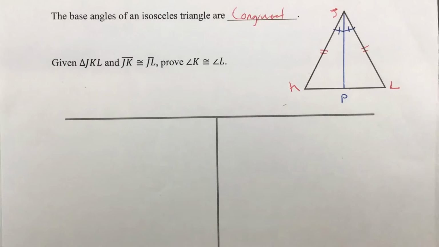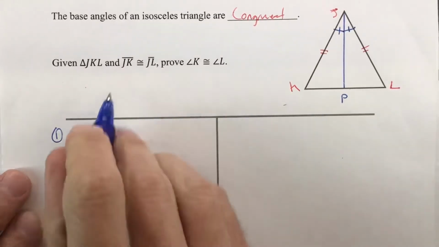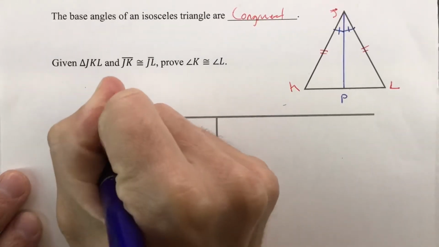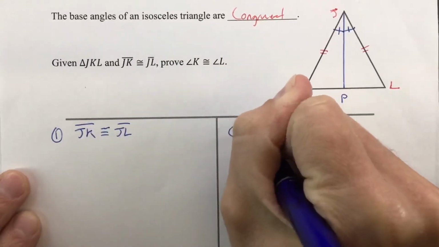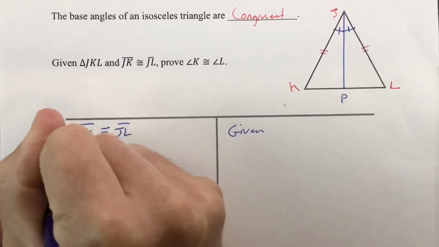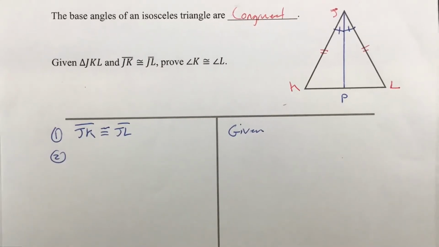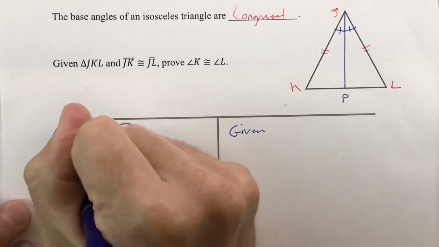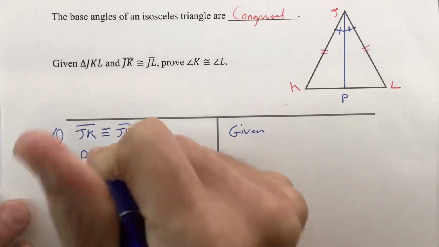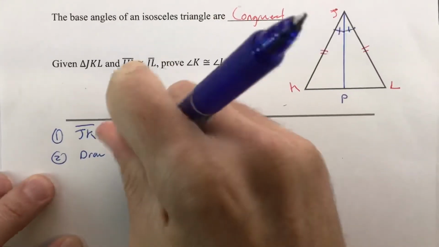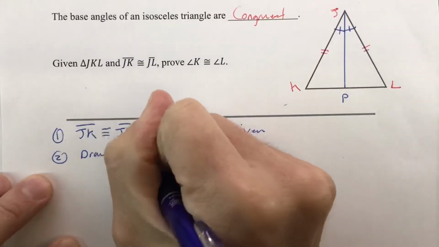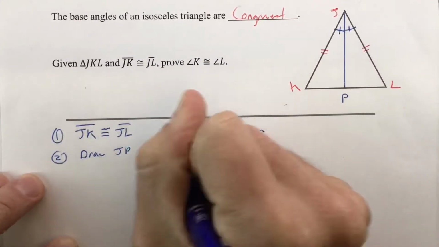All right, all we need to do now is formally write this up as a proof. So step one is our given information that JK is congruent to JL. That would be given. And then step two, what I'm going to do is draw that segment, JP. I'm going to draw JP as an angle bisector.